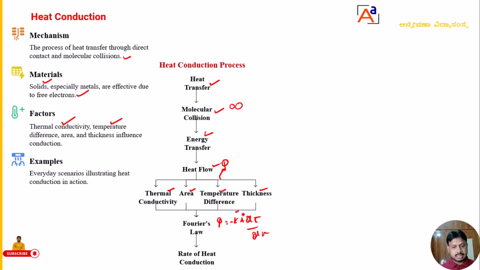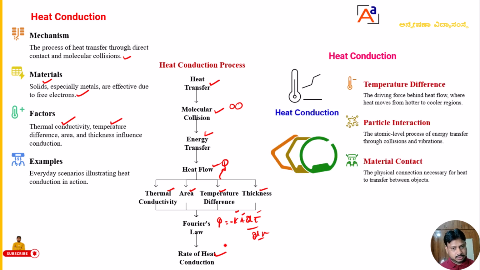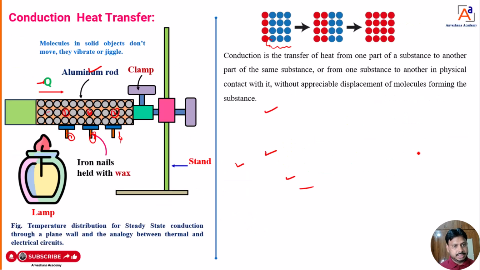Here you can see thermal conductivity, area, temperature difference and thickness all play a very important role in the rate of heat transfer in conduction, dear students. Okay, fine. Quick recall: what are the important factors we need to consider in conduction heat transfer? Temperature difference. If the temperature difference is more, then heat transfer will be more. If there is more particle interaction, then more conduction heat transfer will happen. Then material contact: the heat transfer that takes place because of material contact is known as conduction heat transfer, dear students.